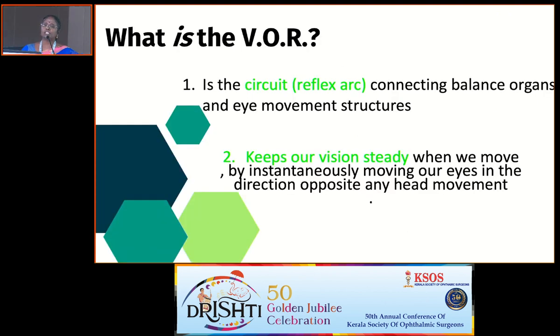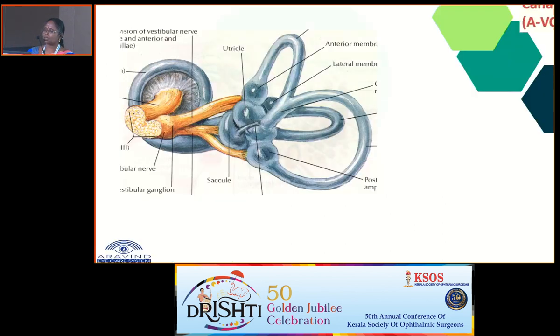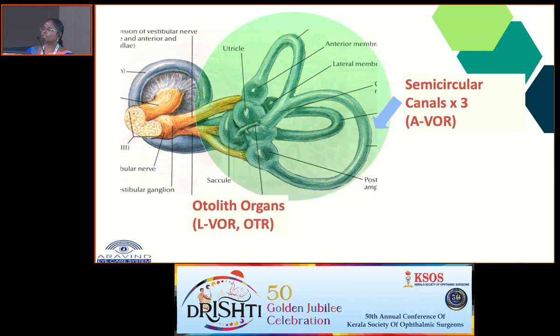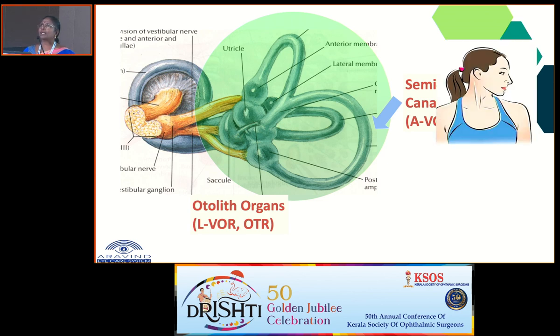The next is your vestibulo-ocular reflex. This is the reflex which connects the balance organs and the eye movement structures. It keeps our vision steady when we move, by instantaneously moving our eyes in the opposite direction. Suppose you thrust your head to one side, your eyes move to the other side. What are the structures involved in that? You have the semicircular canals as well as the otolith organs. The three semicircular canals are responsible for the angular vestibulo-ocular reflex, which operates when you turn your head to the side, up and down.